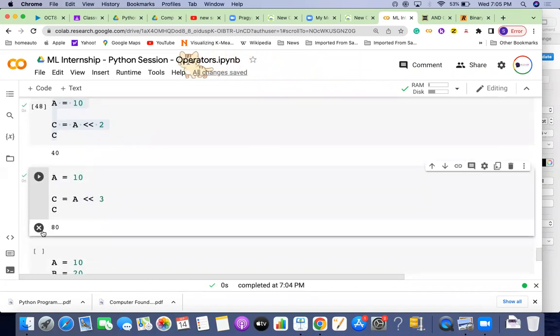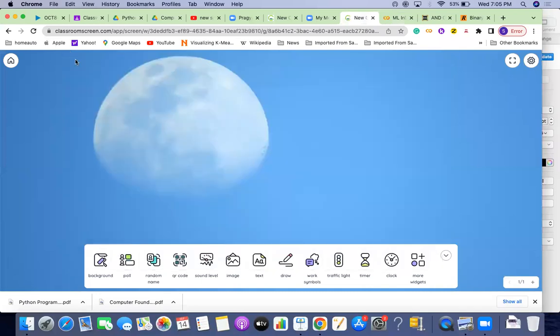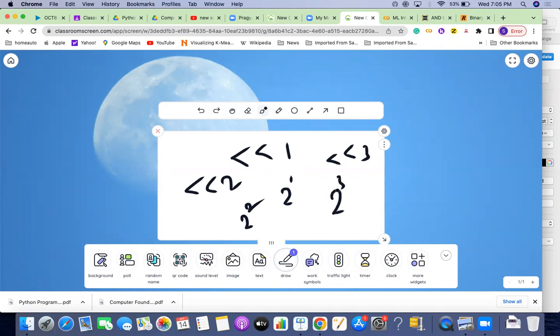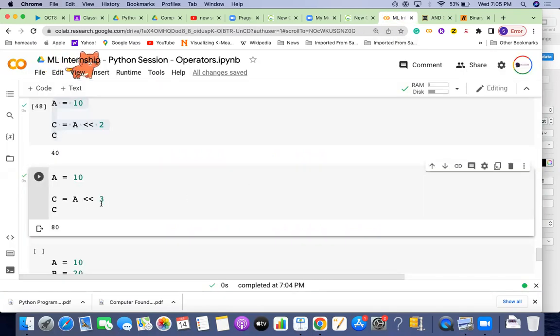So if I do right shift, I am multiplying the number by 2 to the power of that shift number. For example, right shift by 1 means 2 to the power of 1. Right shift by 2 means I'm multiplying that number by 2 to the power of 2. Right shift by 3 means I'm multiplying that number by 2 to the power of 3. Is it clear? Yes, sir. So 2 to the power of 3 is 8, and I'm multiplying 10 with 8, which is 80. That is the result I'm getting.